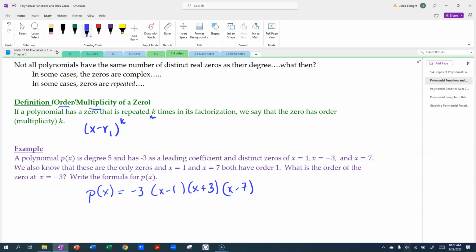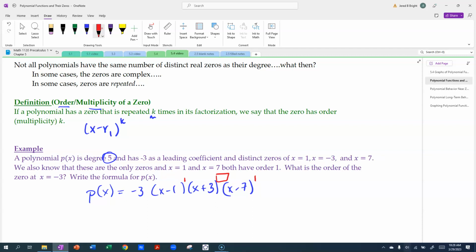But now this would give us a degree 3 polynomial, but we have a degree 5, right? So how does this change? Okay, so it says we also know that these are the only zeros and that x equals 1 and x equals 7 both have order 1. So there we go. Then we're wondering, what is the order of the zero at x equals -3? I would need to make sure that these factors, however many I have, add up to 5 because it's a degree 5 polynomial. Well, I'd have 1 from the x minus 1, 1 from the x minus 7.